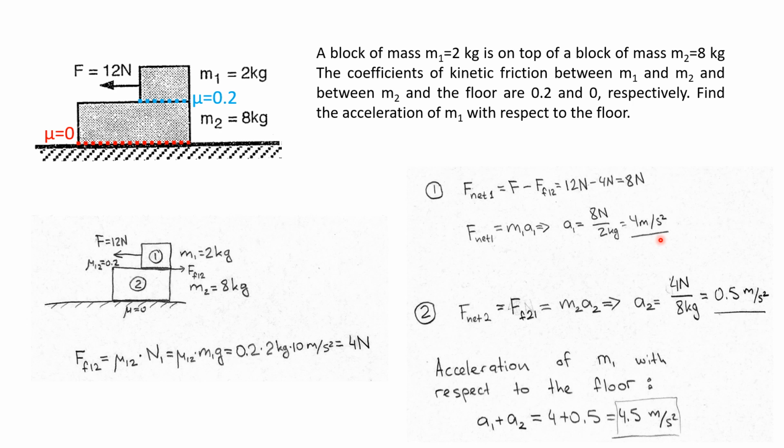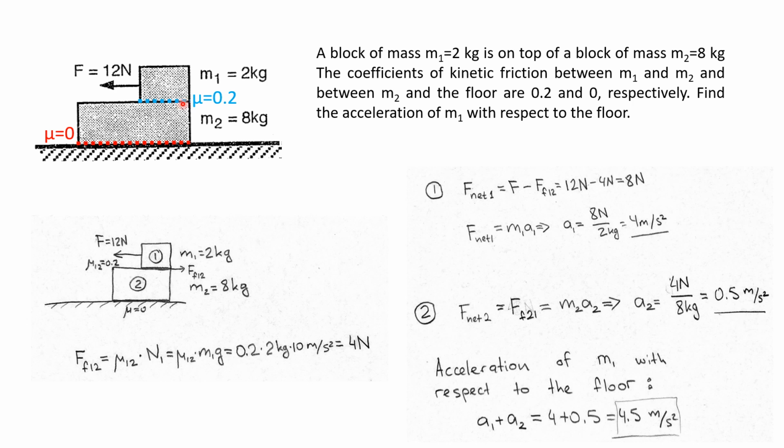But be careful, this is not the acceleration that we are asked for. We are asked for the acceleration of m1 with respect to the floor, right? So we found the acceleration with respect to this surface, right? So what if this block is moving and it's accelerating or decelerating? Then we have to add or subtract the acceleration of this one to find the acceleration of this block with respect to the floor. Well, let's look at the forces acting on block 2.